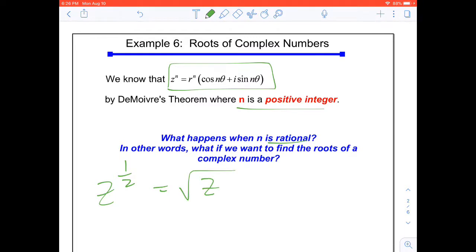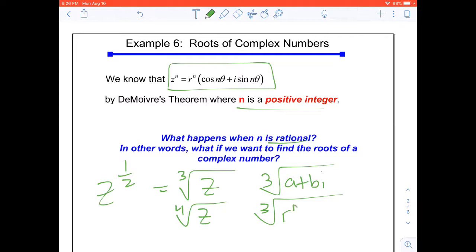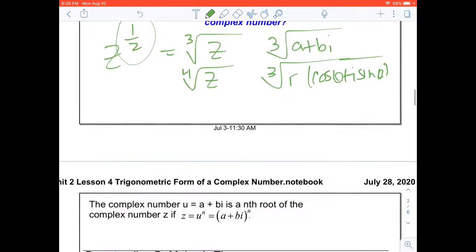I want you to find the square root of a complex number, or the third root of a complex number, or the fourth root of a complex number. It's pretty abstract. We want to find the cube root of some type of complex number, and this is what it's going to look like. If we wanted to talk about this in trig form, so finding roots, this part is what's going to be kind of interesting. All right, here we go.